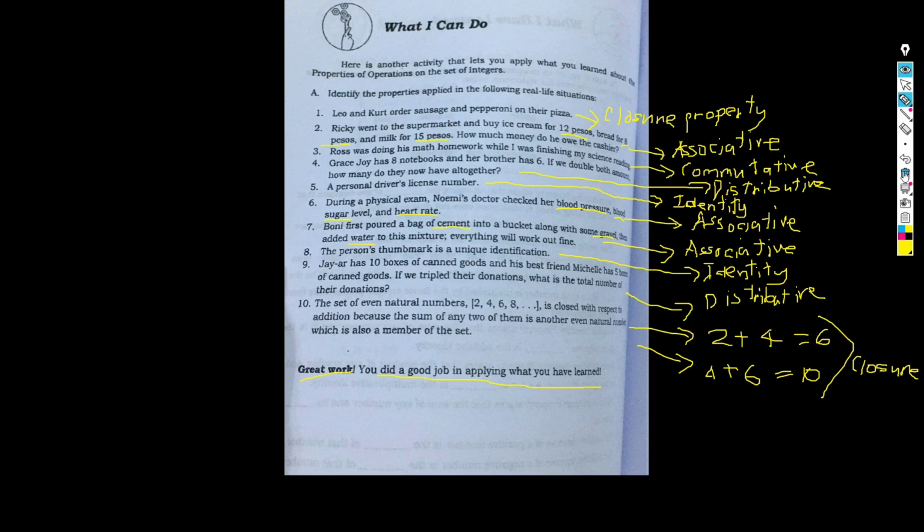And the identity property, remember, when you add 0 to a number, it will give you the same identity number. And when you multiply 1 to a number, it will also give you the same number. That's identity property. Okay, and the closure property, yes, when both numbers are closed, like you add 2 and 4, it will give you another number, 6.